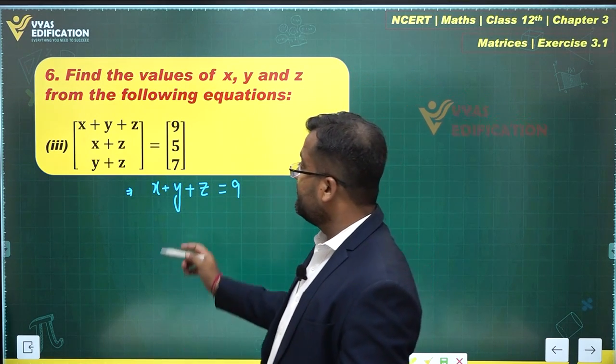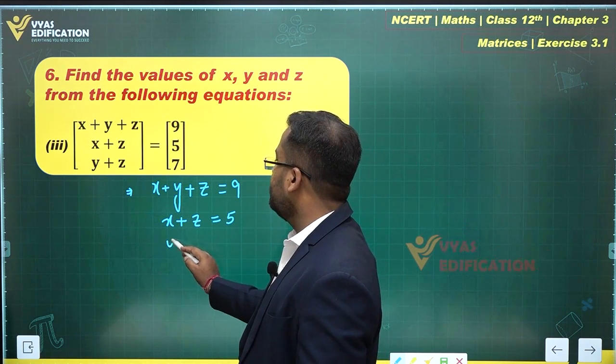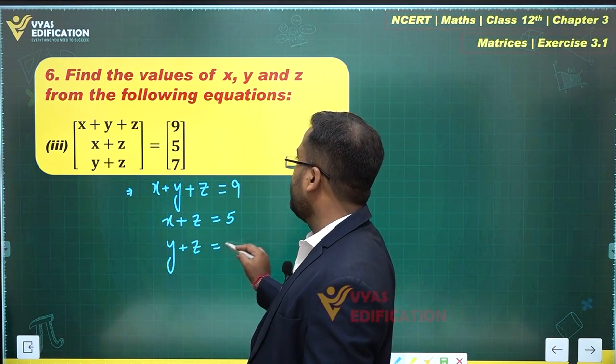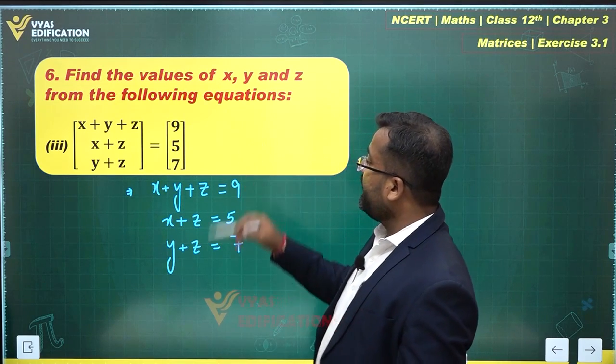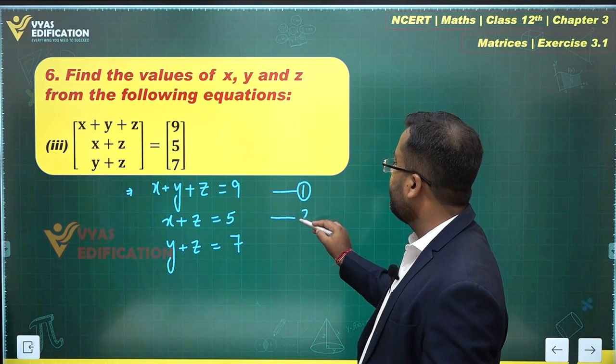That's the first element compared. The second element says x plus z equals 5. The third says y plus z equals 7. And we are supposed to find the values of x, y and z. How do you think we should go about doing that?